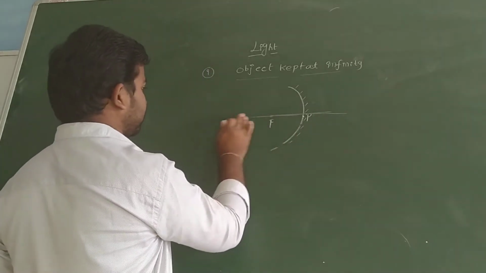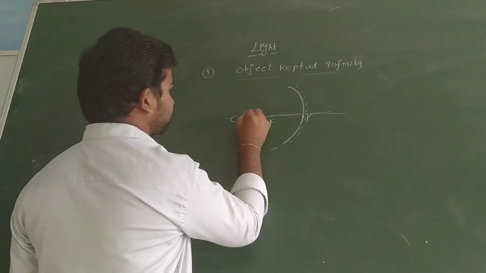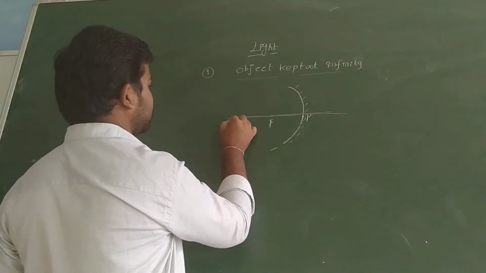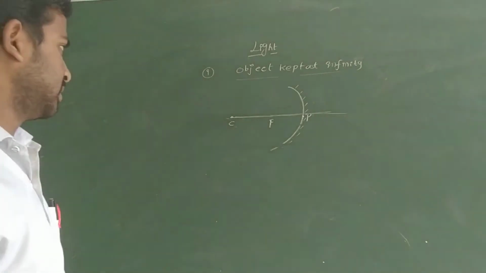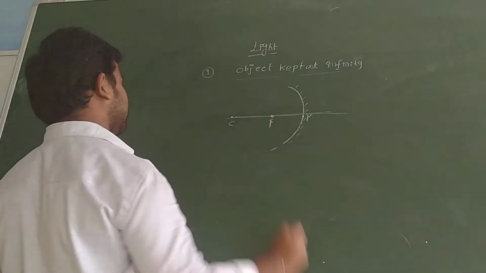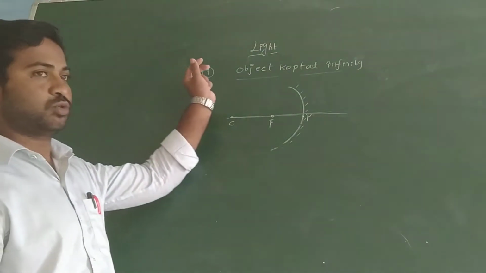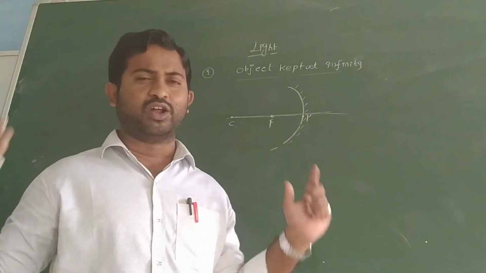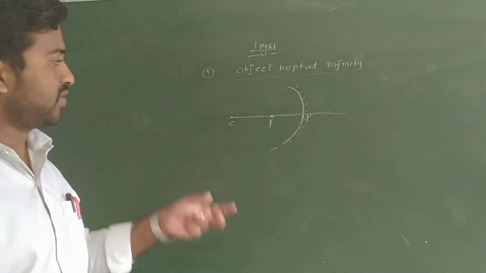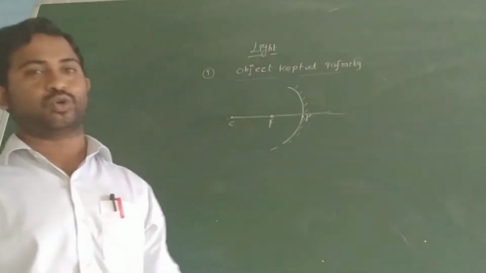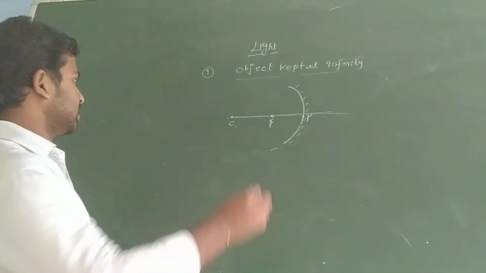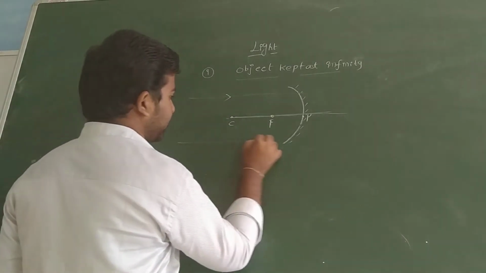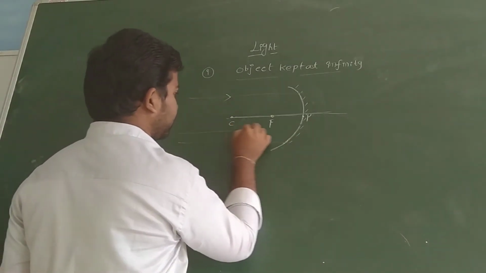The line passing through the center of curvature and the pole of the spherical mirror is called the principal axis. Now first I am taking the incident light. Actually here we have a beam of light rays, that means a group of light rays. For example, in this room a bundle of light rays is there. But for convenience to form an image, I am taking just 2 or 3 incident light rays, coming from infinity distance.